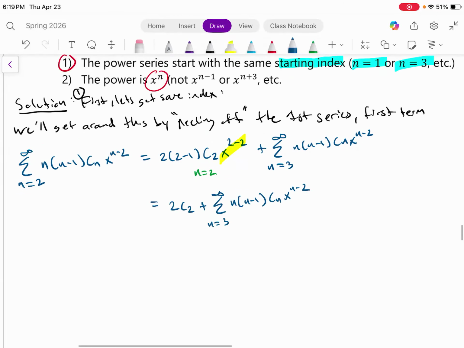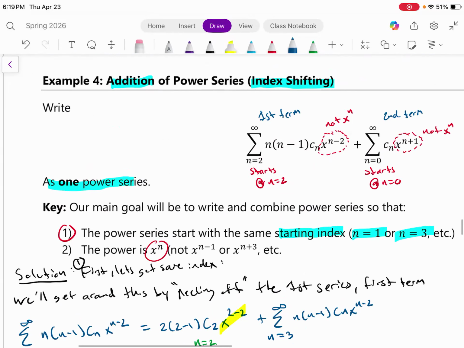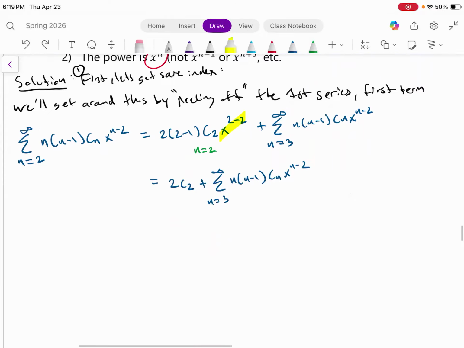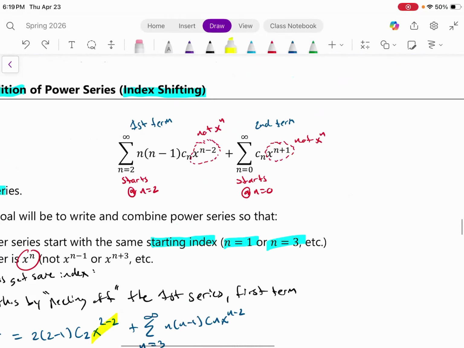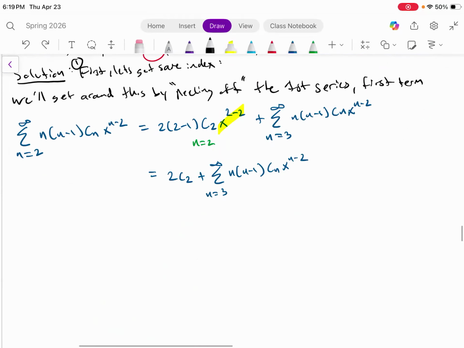Okay, so that's the first term. We peeled off to get n equals 3. We want to get the same index, n equals 3, for both terms. So what we can do now is get the second term to be n equals 3. So let's do that. And the way to do that is index shifting.